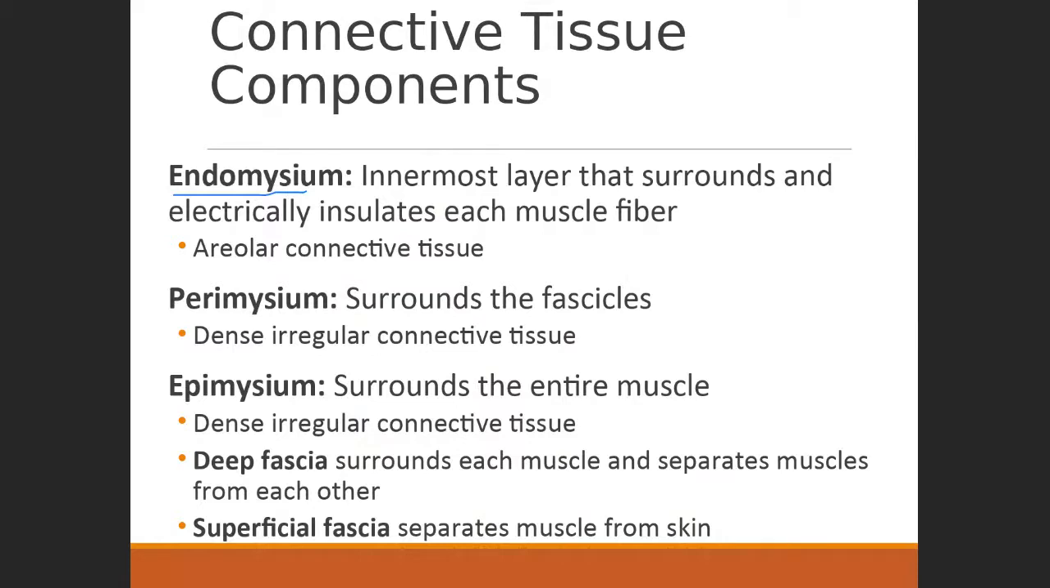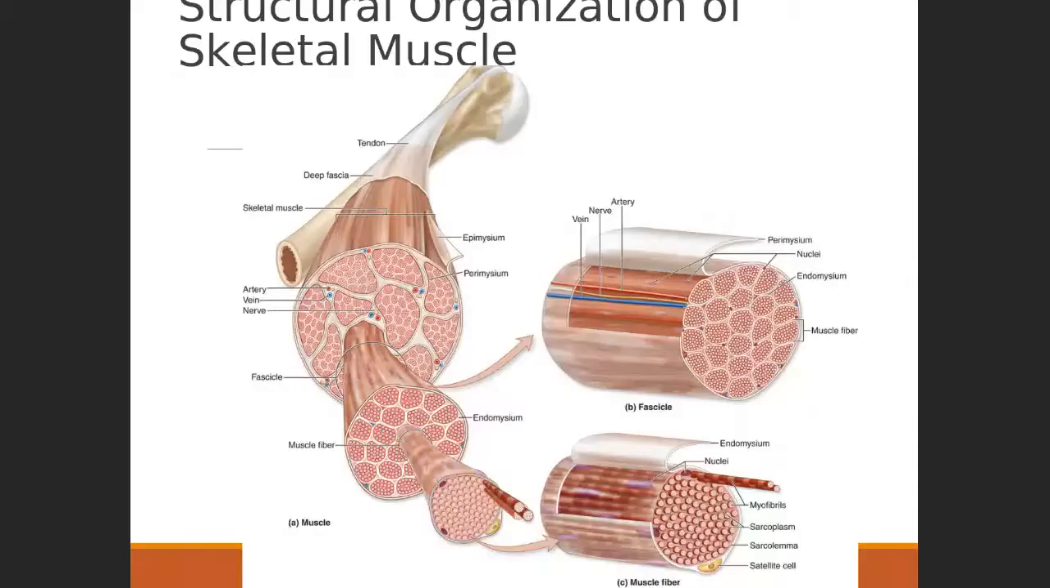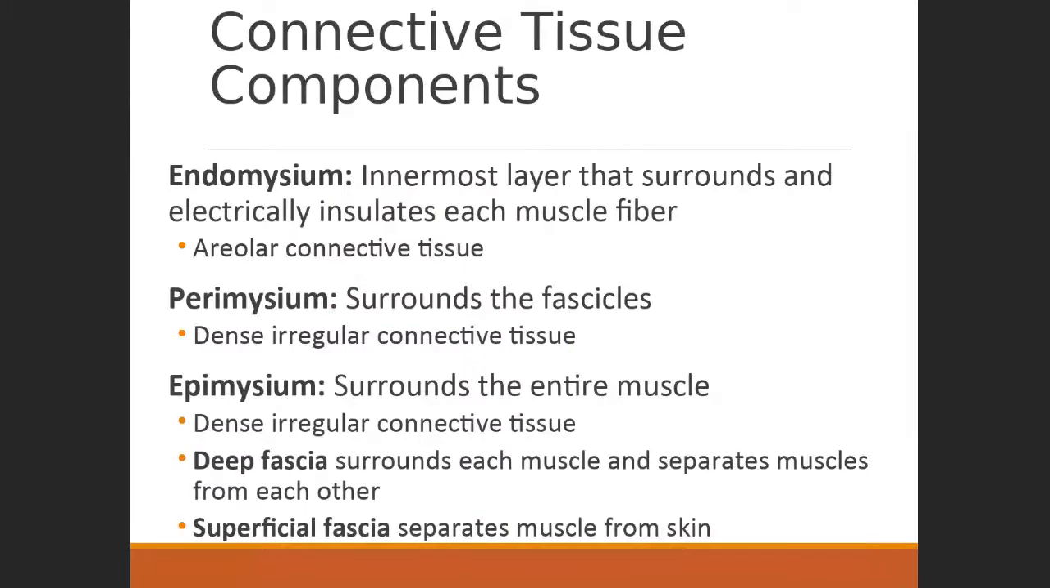Surrounding each fascicle is perimysium. So you'll see this perimysium in between each of the fascicles, subdividing the muscle up into those fascicles. That's going to be there for protective purposes. It helps support the muscle as a whole, and it's going to be part of that connective tissue structure that gives muscle its elasticity.